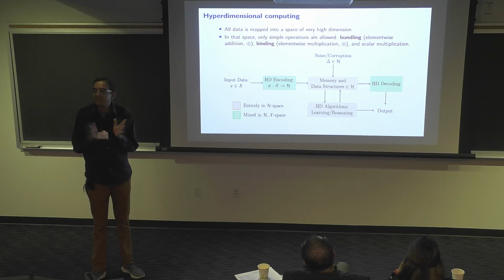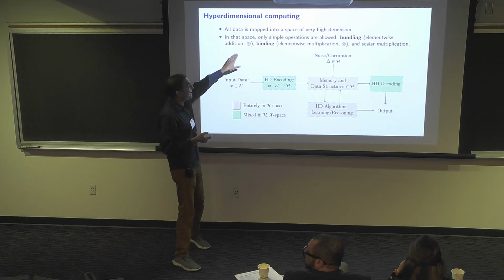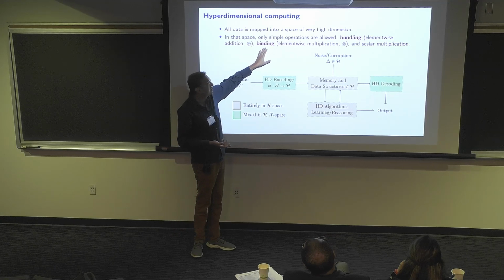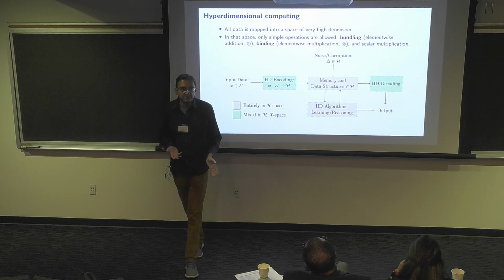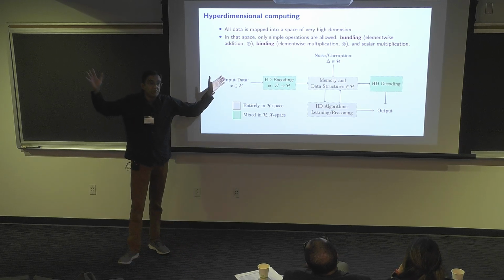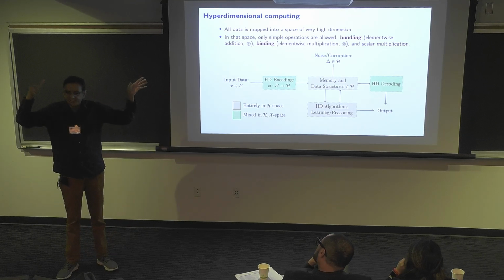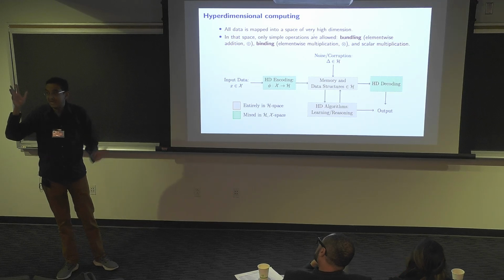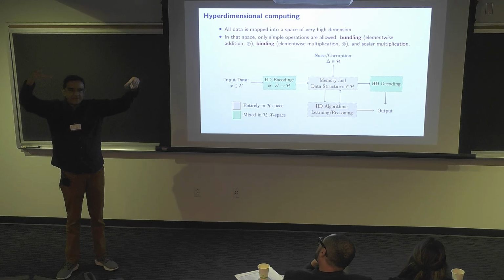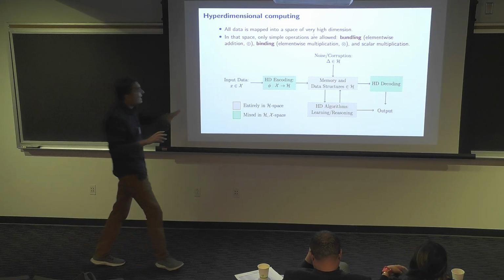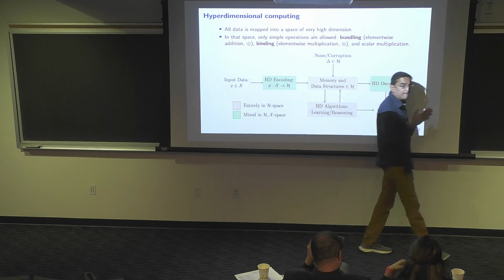So everything gets sent to this super high dimensional space. And then in that space, you're only allowed to do super easy stuff: either element-wise addition, which is called bundling, or element-wise multiplication, which is called binding, or scalar multiplication. That's it. Those are the only operations you're allowed. And these are things you can do easily using low precision, low power hardware, and that's kind of the appeal. Then to read out the answer, it's typically done using some kind of dot product. So that is the hyperdimensional computing model.